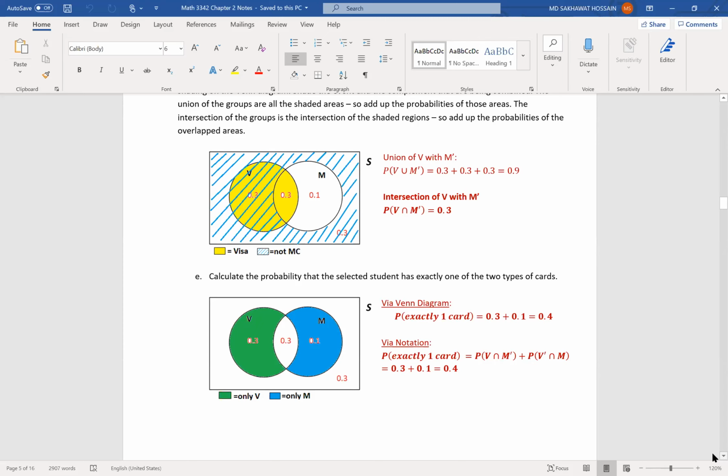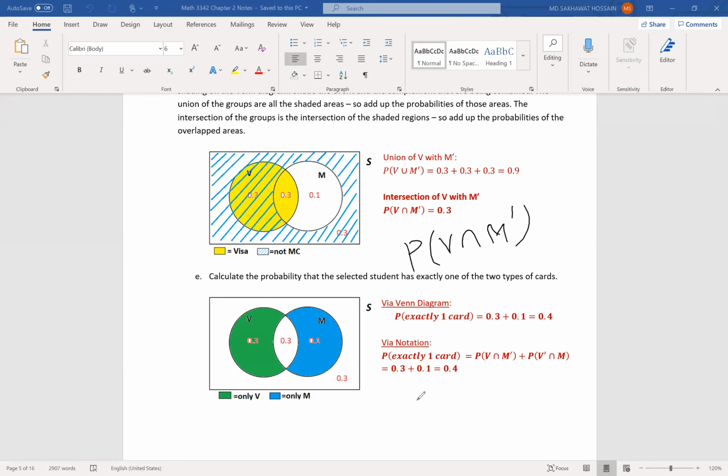Now you can see in the previous example, we calculated probability of V intersection M complement. So what does it mean actually? This means the student has only a Visa card, not MasterCard, right? Because this is the intersection of the student has a Visa card but doesn't have a MasterCard. So that means the probability that the student has only a Visa card.